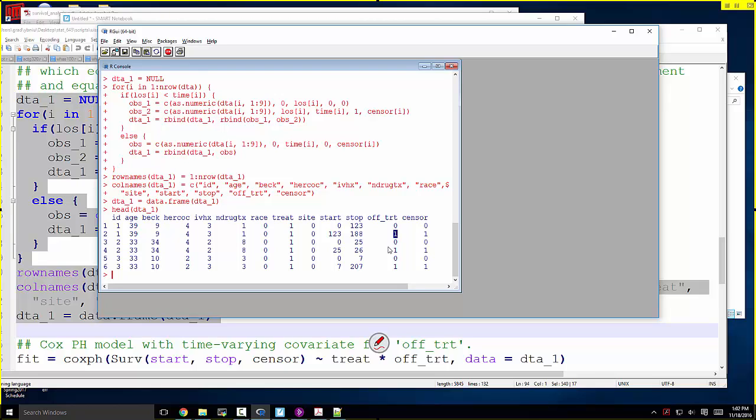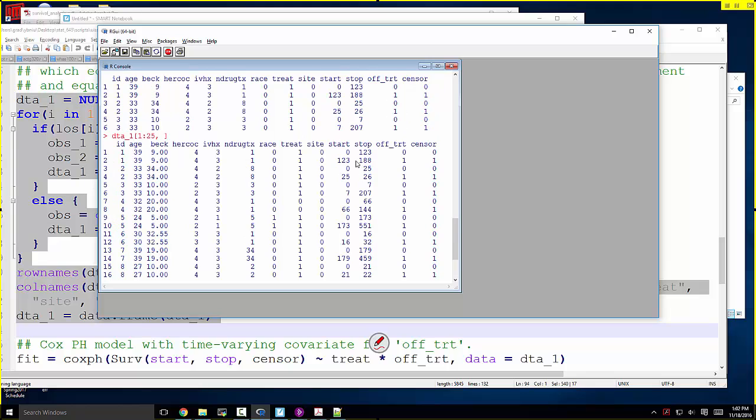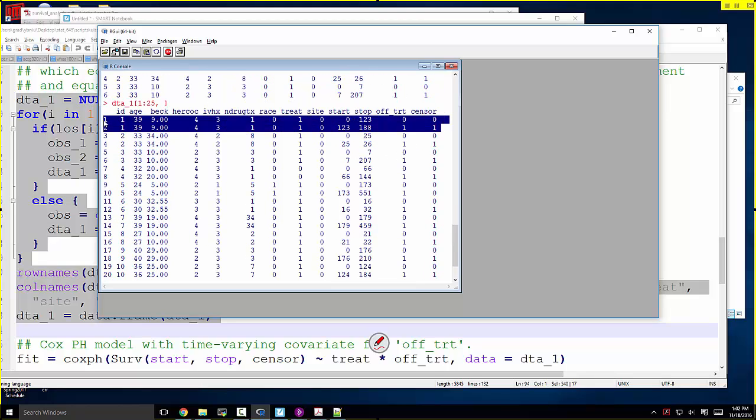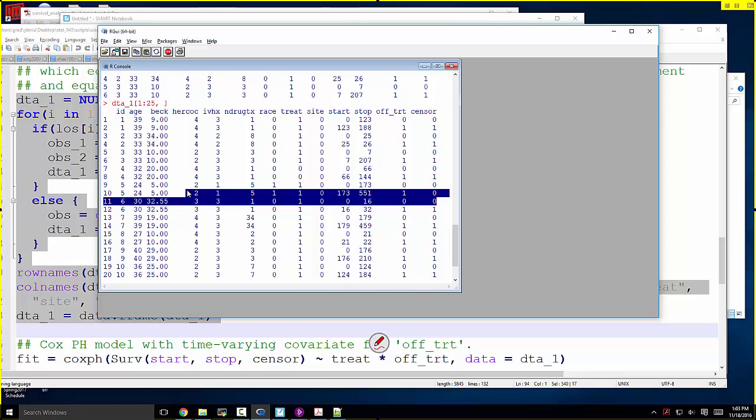Let me show a few more of these rows. So let's look at the first 25, say. Most of them follow a similar pattern to what we just said. Somebody was on treatment for the first so many days, then they went off, and we observed them until relapse or end of study. Most of them look like that. Here's one that's a little bit different. Let me look at these right here. Individual 5.